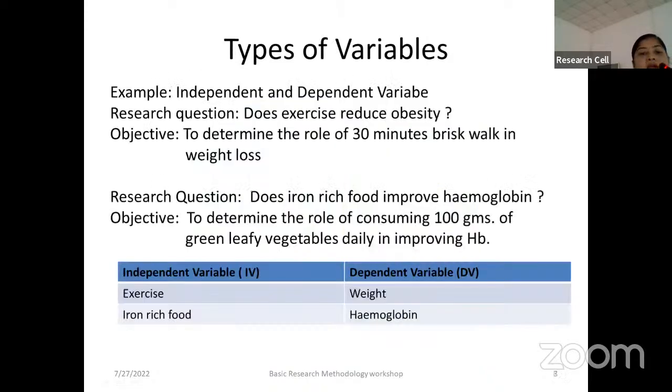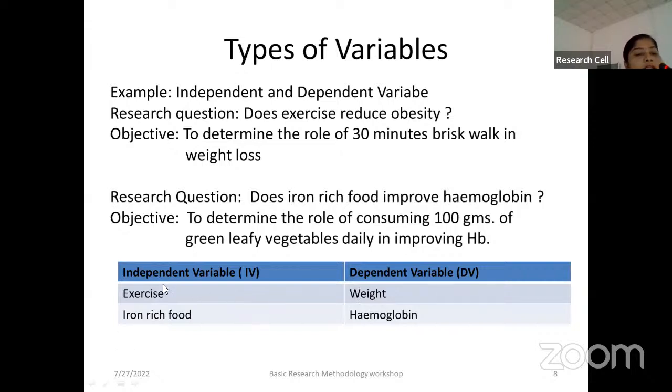We'll try to understand it through this example. Suppose we have a research question like, does exercise reduce obesity? To this, we have formed an objective: to determine the role of a 30 minute brisk walk in weight loss. Now in this we have an independent variable, exercise. This is what we want to understand, the effect of exercise on weight loss. So weight is the dependent variable. Weight will be the effect of this cause. The cause is the exercise and the effect would be the weight.